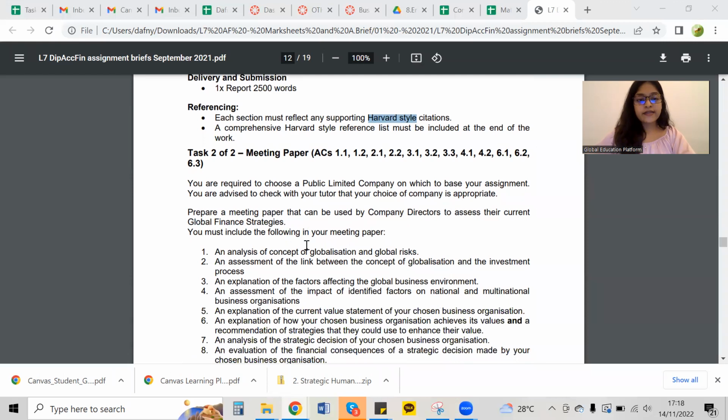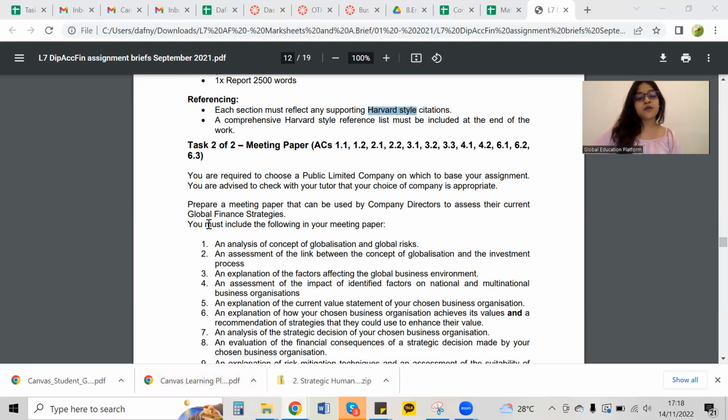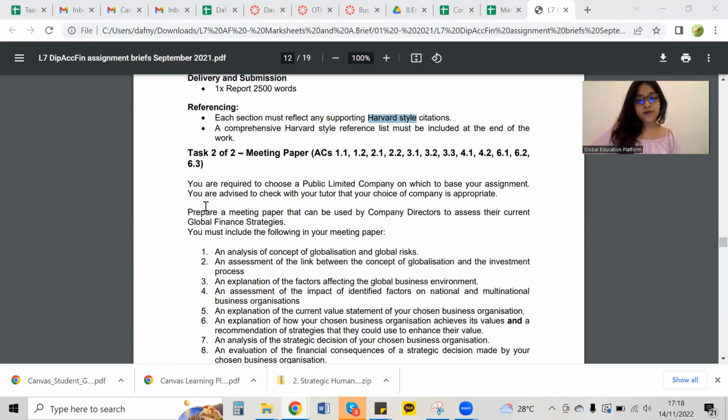Right, now let's look at task 2. So task 2 is about a meeting paper. So you can have the format you like in terms of a meeting paper. Different formats are always available on Google. You could have a check on that. So here there are a lot of assessment criteria pointed out, and if you cover all sections from 1 to 9, it would be covered.